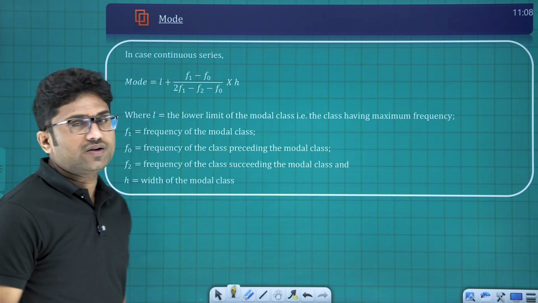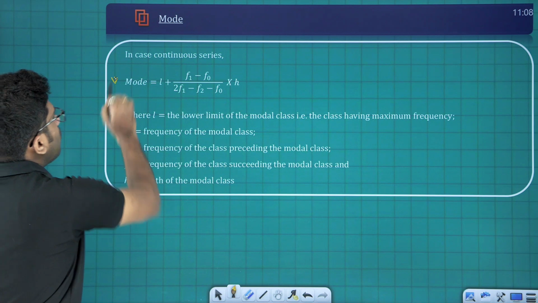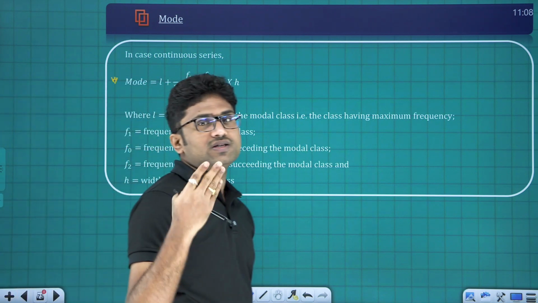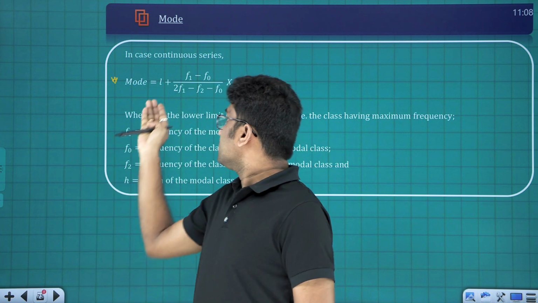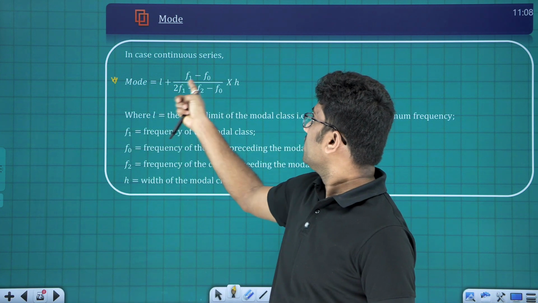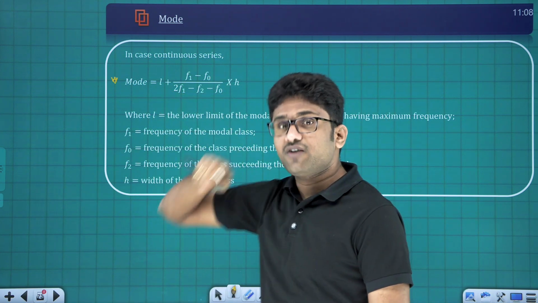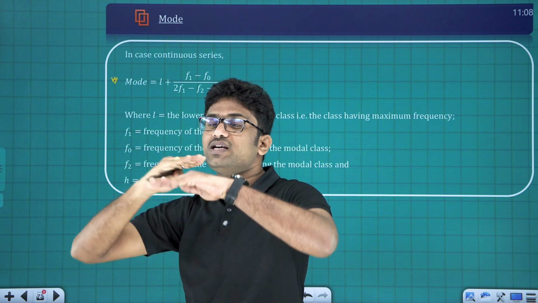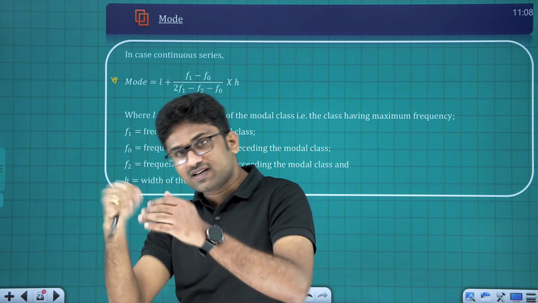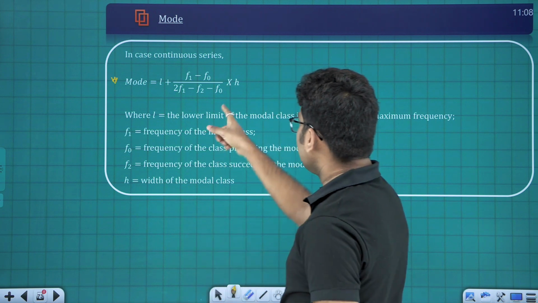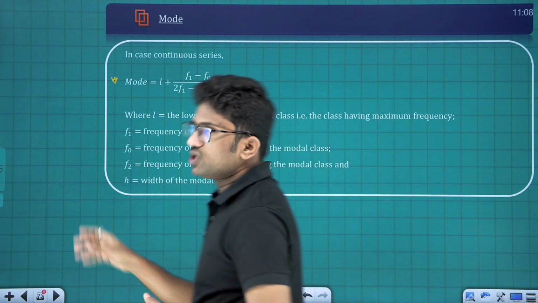Whereas for continuous frequency, we have a formula, friends. Mode is equal to L plus (f1 minus f0) by (2f1 minus f0 minus f2), into h. L is the lower limit of the modal class, f1 is the frequency of the modal class, f0 is the frequency of the class preceding the modal class, and f2 is the frequency of the class succeeding the modal class. If you know all of them, then just substitute.